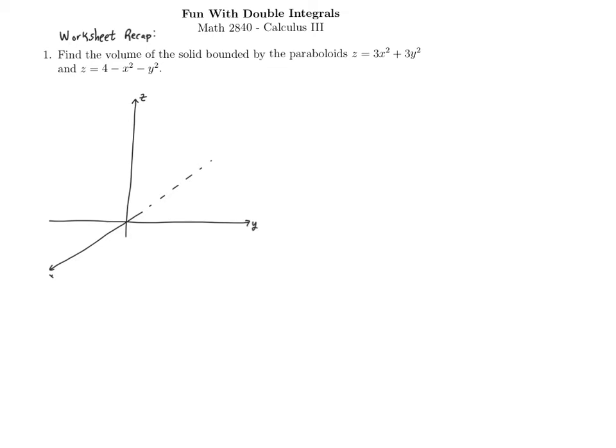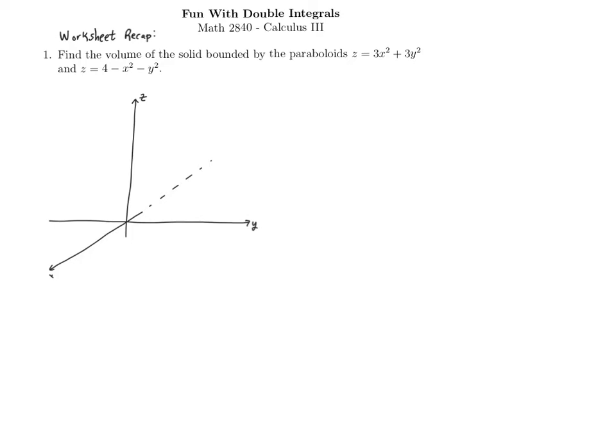So anyhow, problem number 1 on the worksheet. We are asked to find the volume of the solid bounded by, the key word here, paraboloids, z equals 3x squared plus 3y squared, and z equals 4 minus x squared minus y squared. And I just want to mention, as I've indicated previously, when it comes time for exams, part of the wording of the problem might include a statement along the lines of, to receive full credit, you must sketch the solid along with that corresponding region of integration for the double integral.